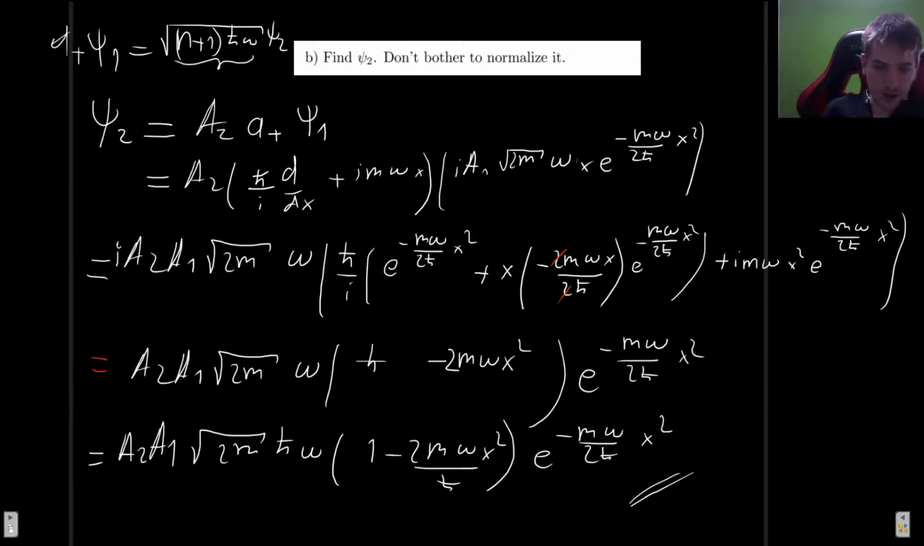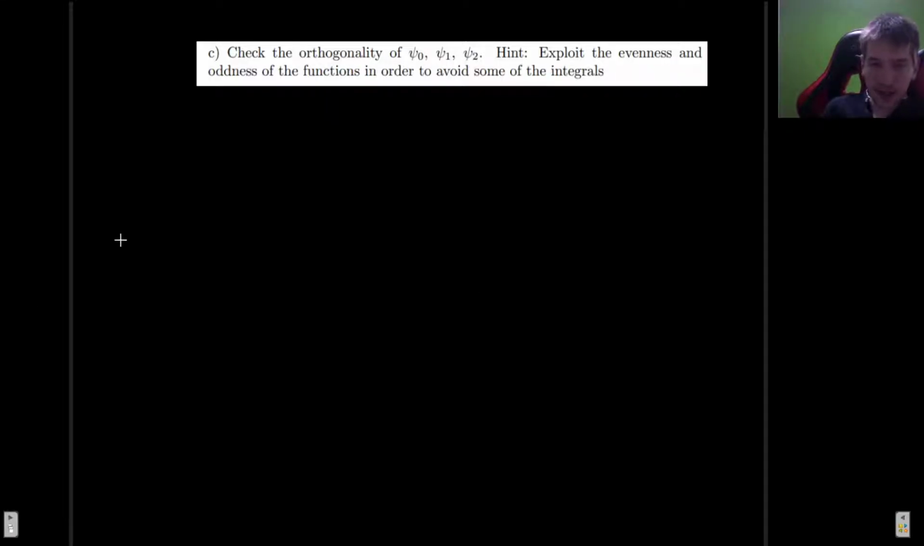Okay, so that is what we could have done there in order to find the constant of integration, but it wasn't required in this particular case. So the final part of this question is to check the orthogonality of the ground state and the first two excited states. And as a hint, they tell us to exploit the evenness and oddness of the functions so that we can avoid some of the integrals.